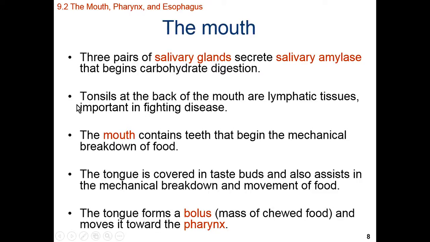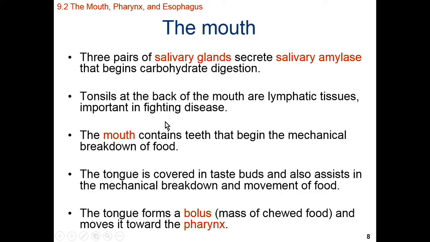In the back of your mouth, you have tonsils. These tonsils are known as secondary lymphoid or lymphatic tissues, and they aid us with fighting diseases. Now, we do not need to have tonsils in order to have a functioning immune system, but having tonsils, generally speaking, is better than not having tonsils.